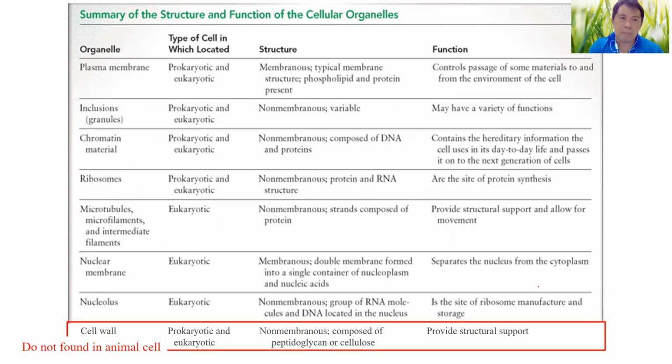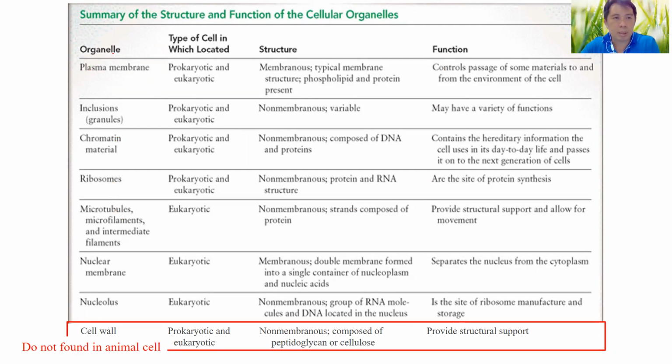Okay, so this is a summary. You can go through the summary from here, or you can also get this summary from my notes. For example, the plasma membrane here, and so on, and the cell wall. This one is not found in animal cells. So here is the structure and the function for each of the structures and the organelles.